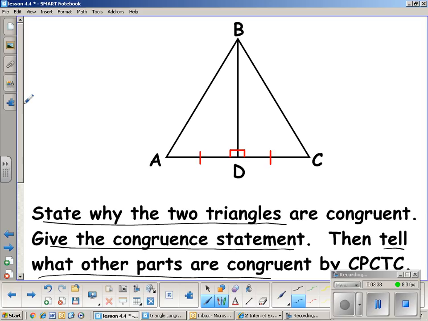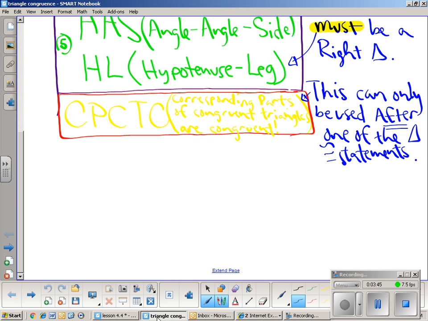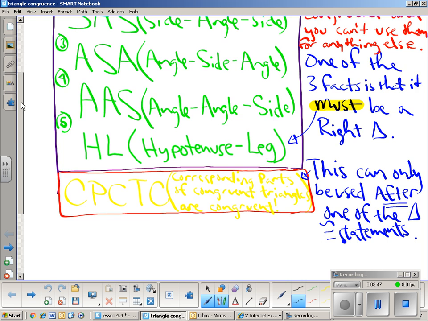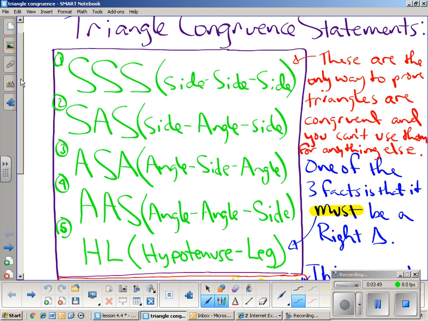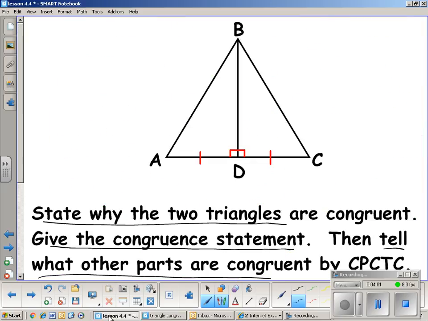So when you look at this picture, how do I know that these two triangles are congruent? And so again, we're looking at one of these. We haven't done HL yet. So we're really looking at these first 4. So if we go back, yeah. Side angle, side. Side angle, side, okay?